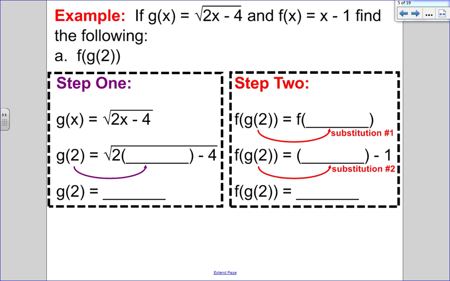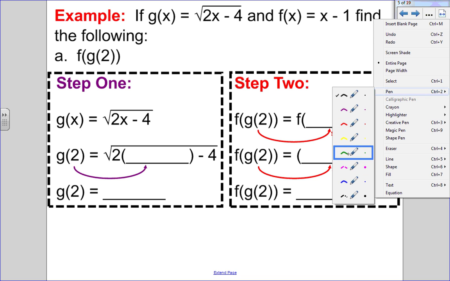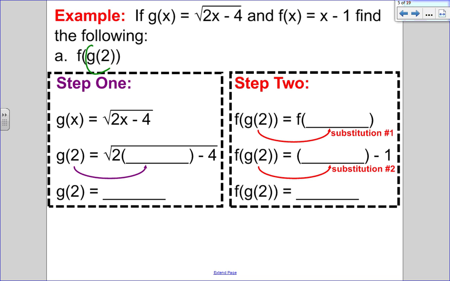So we have g of x, which is a radical function, f of x is a linear function, and I want to find f of g of 2. So let's just start on the inside. We always want to start inside out. So I'm going to start with this g of 2. What is g of 2?